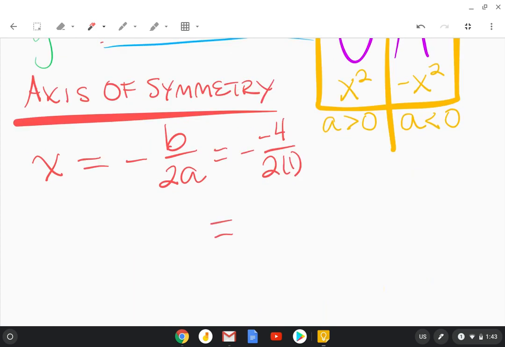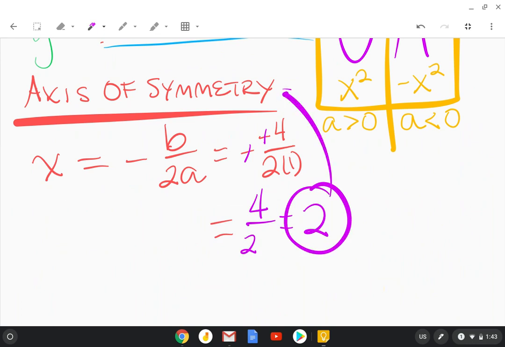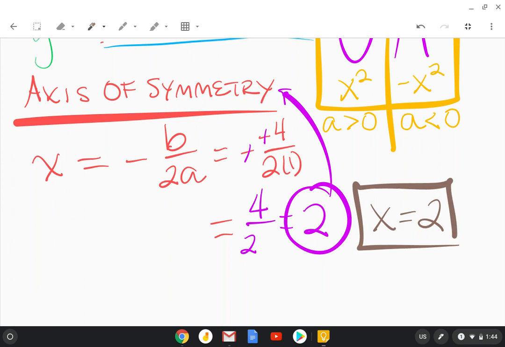And then let's work this out. So I have negative 4. These are going to cancel each other out. I would do that in a different color. So these are going to cancel out, leaving me with 4 over 2 times 1, which is 2. 4 divided by 2 is 2. So 2 is our answer for the axis of symmetry. And it's going to be specifically x equals 2. That's going to be our answer right there.